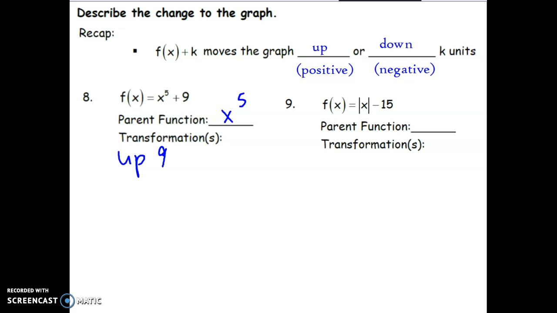Okay, and if I take number 9, f of x equals absolute value of x minus 15, my parent function is absolute value of x. And what do you think that minus 15 should do to the graph? If you picked down 15, you would be right because it's on the outside.